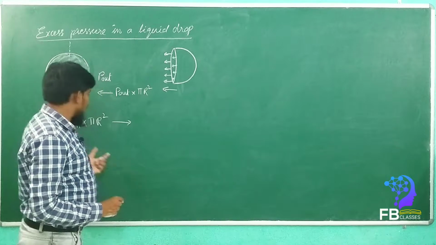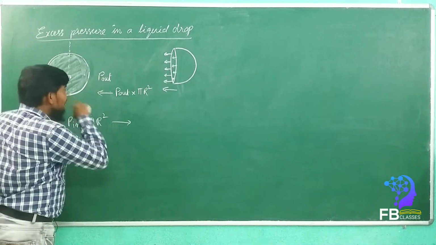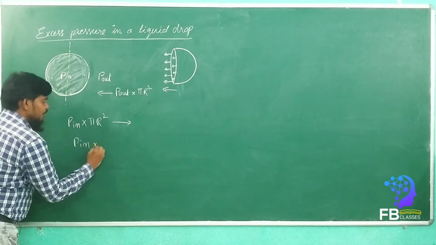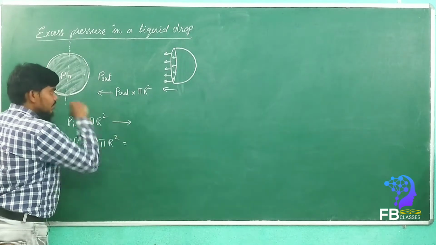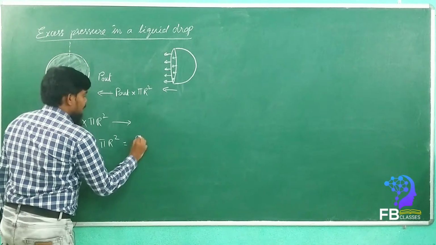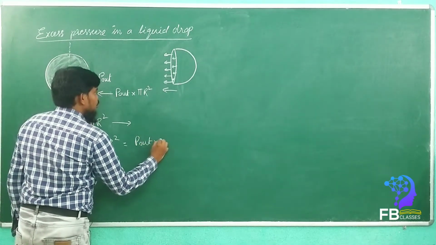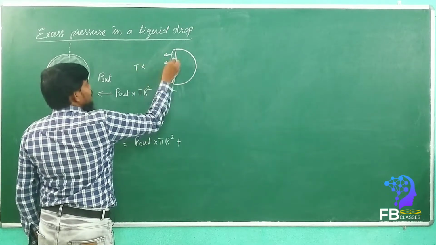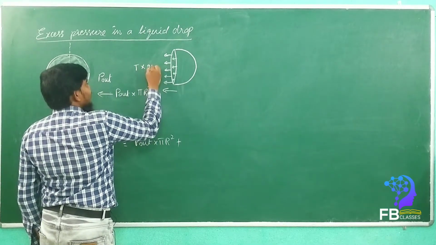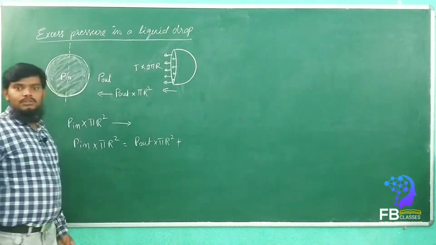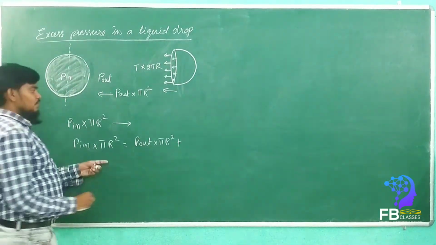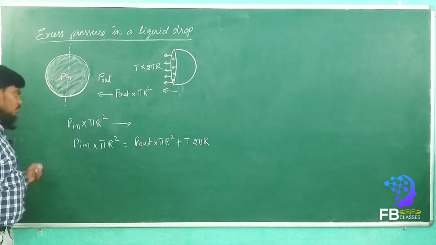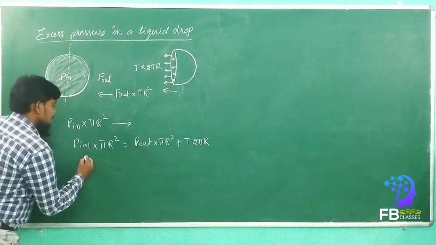So now, how much? See here, P in into pi r square is equal to P out into pi r square plus how much force? T into L. L is how much, my dears? 2 pi r. Yes or no? So plus T into 2 pi r. Got it now?